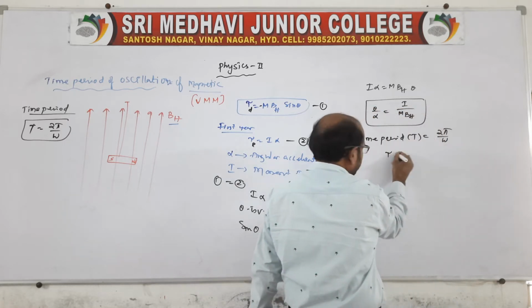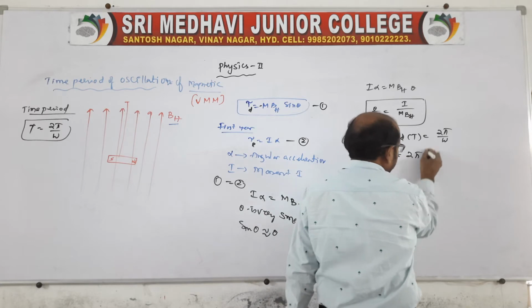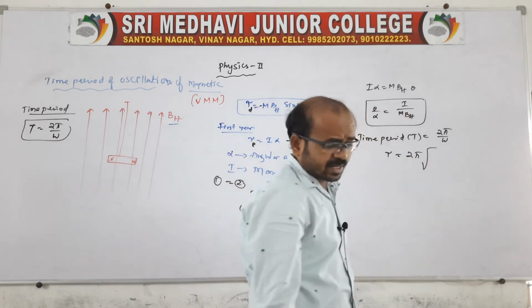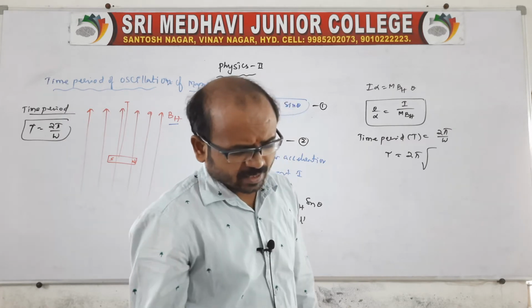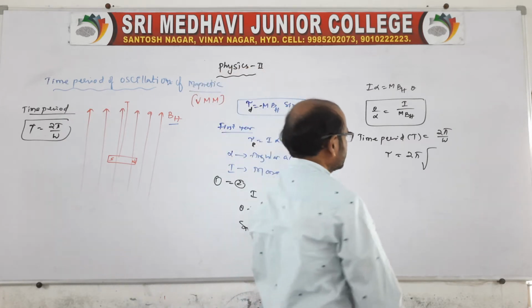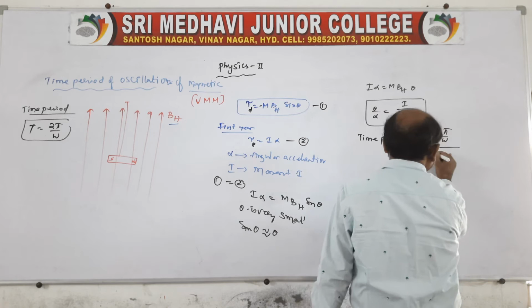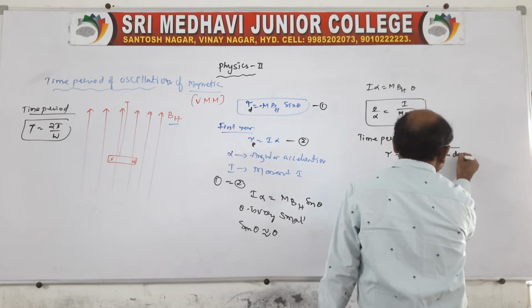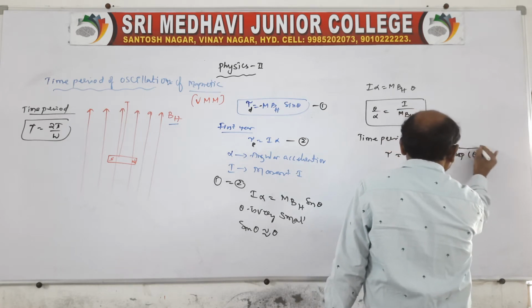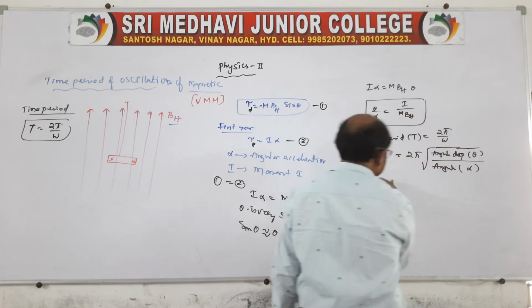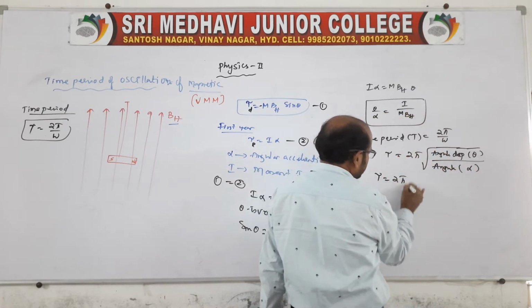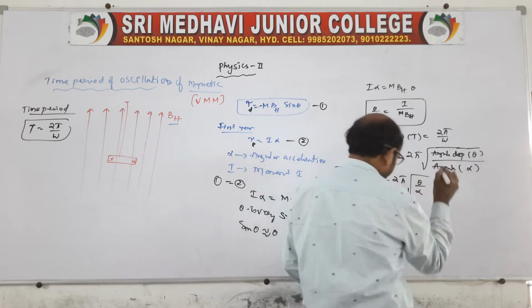In terms of rotatory motion, we can say the time period is 2 pi into root over angular displacement by angular acceleration. That is, you write displacement as angular displacement, theta, by angular acceleration alpha. So tau is equal to 2 pi into root over theta by alpha.